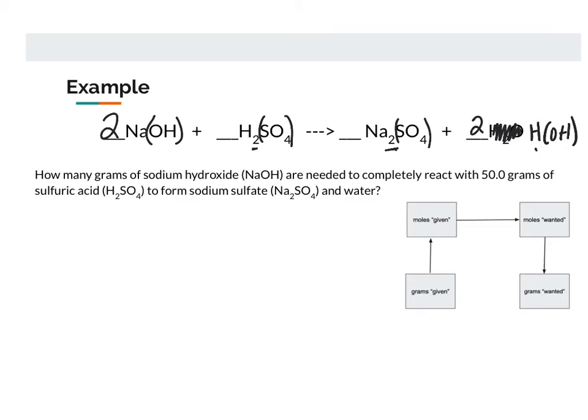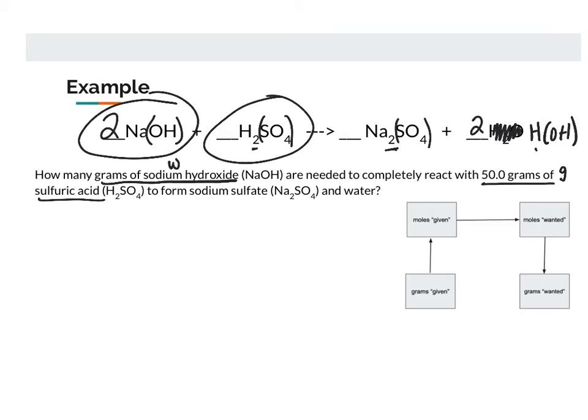All right, the first thing I'm going to do is pick out my given and my wanted. Given to me in this problem is 50.0 grams of sulfuric acid. So this is going to be my given. Then I am solving to figure out how many grams of sodium hydroxide I need to react with that. So the grams of sodium hydroxide, what I'm solving for, is going to be my wanted. I'm going to go up to my balanced chemical equation and circle both of those substances.